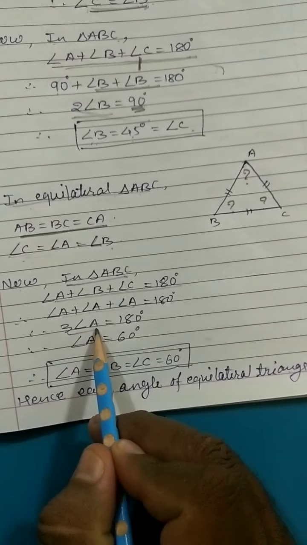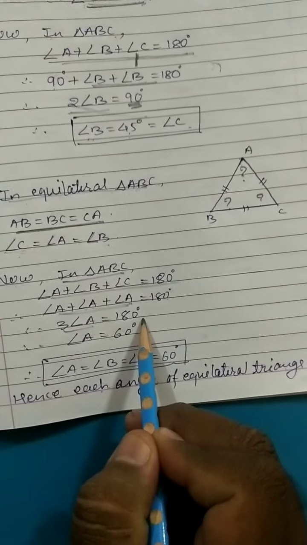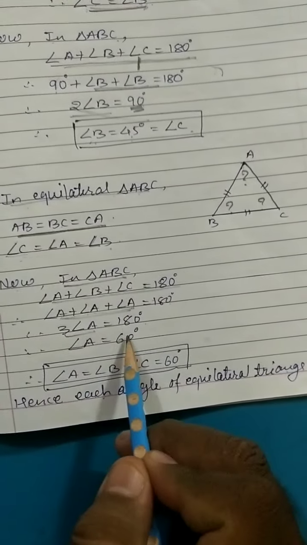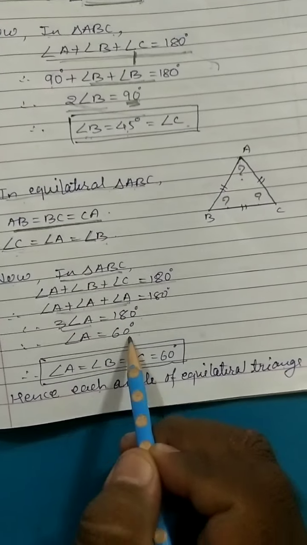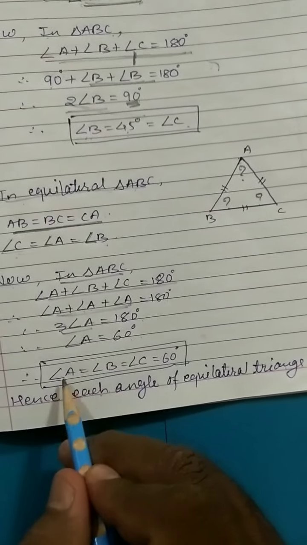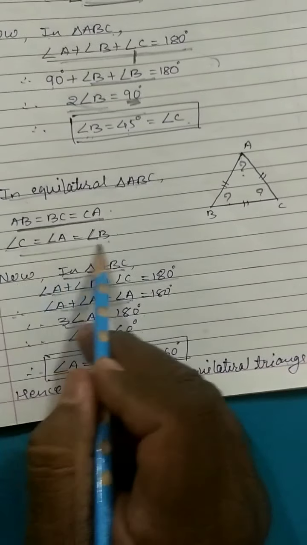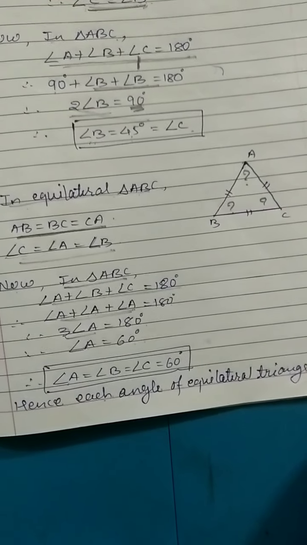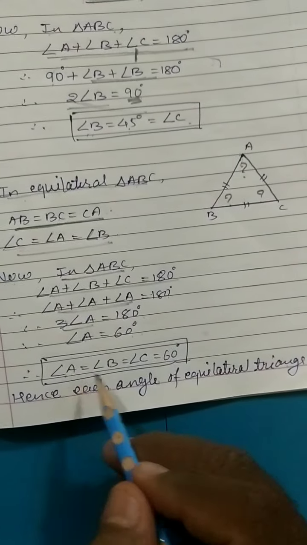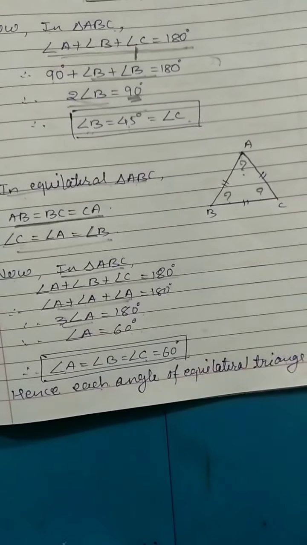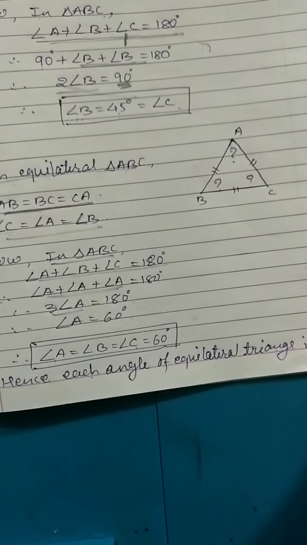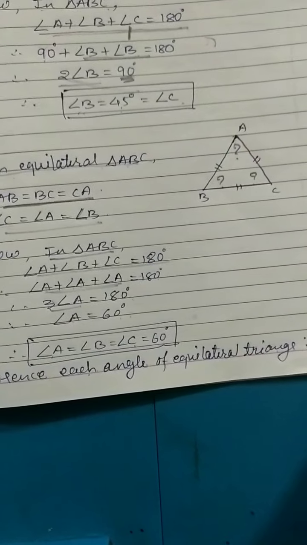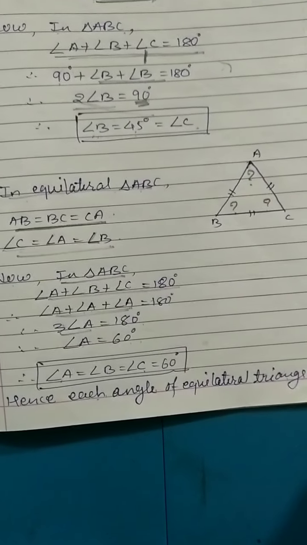This is 3 times A is equal to 180. So angle A is equal to 180 divided by 3, that is 60 degrees. So angle A is 60, so we can say, okay, if all the angles are same and angle A is 60, so angle A, angle B and angle C are 60 degrees. Hence we can say each angle of an equilateral triangle is 60 degrees, right?